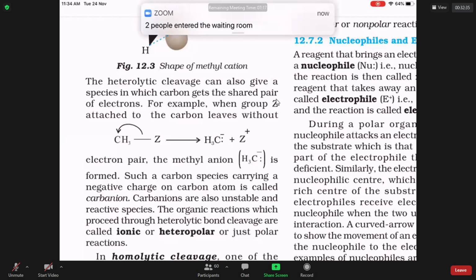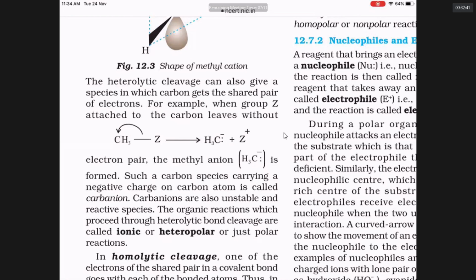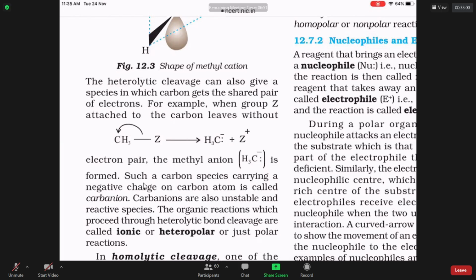The reactions which proceed through the formation of carbocation or carbanion involve heterolytic cleavage. These reactions are called heteropolar reactions, or ionic reactions, or polar reactions. The carbanion is electron rich. Anybody who has more electrons is interested in binding with the positive centers. A fellow who wants to attack a positive center because it already has a minus charge is called a nucleophile.